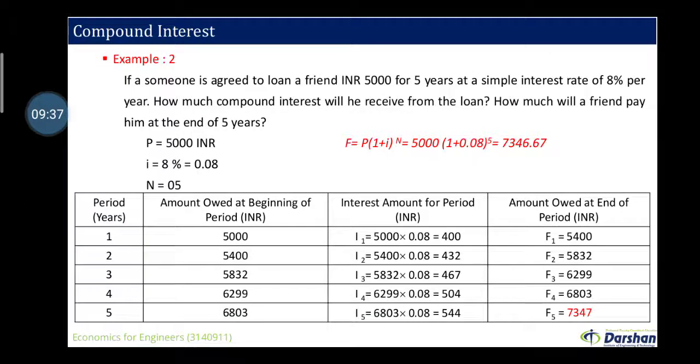Then after second example, if someone agrees to loan a friend 5,000 rupees for 5 years at an interest rate of 8% per year, how much compound interest will he receive from the loan and how much will the friend pay him at the end of the 5 years?